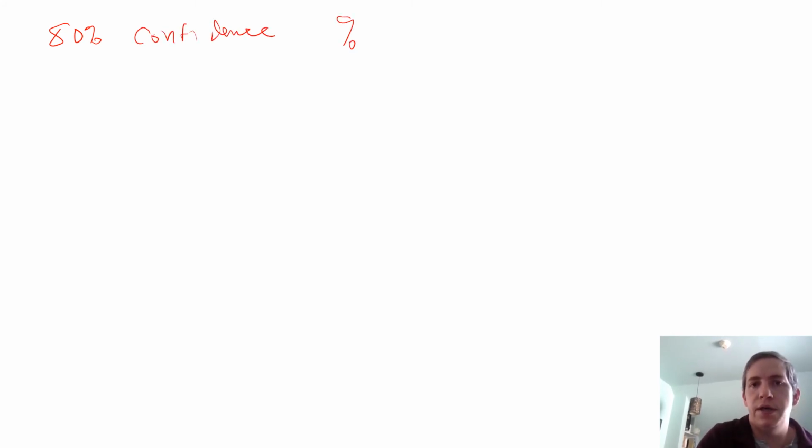So let's do some examples. Suppose that you want to estimate the percentage of people that write with their left hand. So what you'll do is you'll take a sample of some size. Let's say that you want to be with 80% confidence. You want to know the percent that write with their left hand.